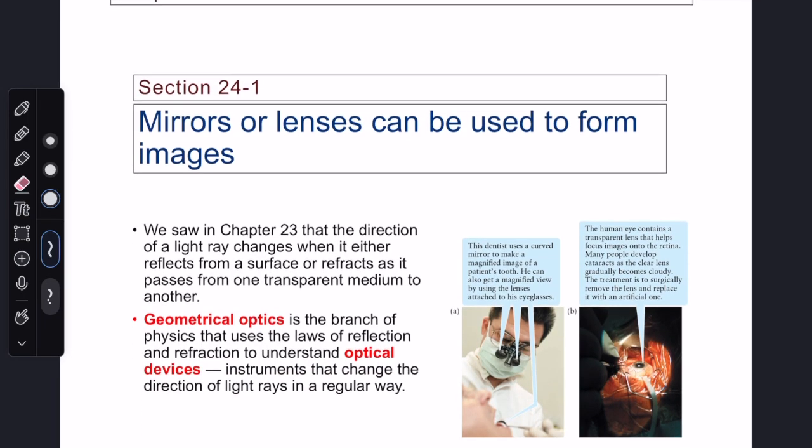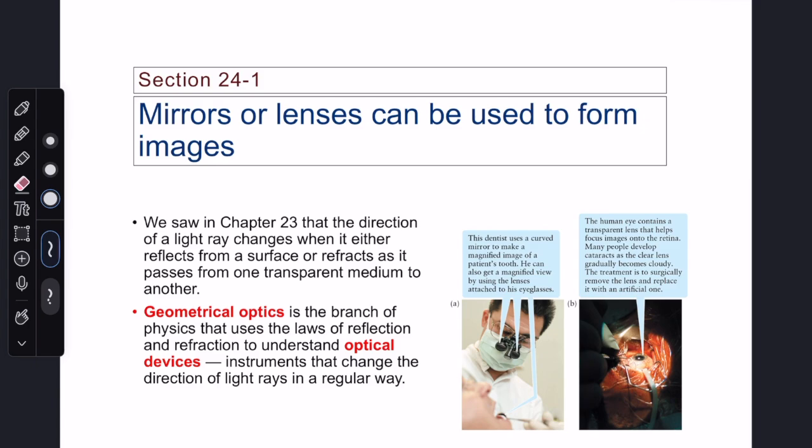So we saw in chapter 23 that the direction of light changes when it either reflects off of a surface or refracts into the surface, right, into the new material. It changes directions. And in geometric optics, we're going to take that information from the law of reflection and from Snell's law and combine it with a little bit of geometry to understand the images that are produced by the optical devices that the light is either reflecting or refracting into.